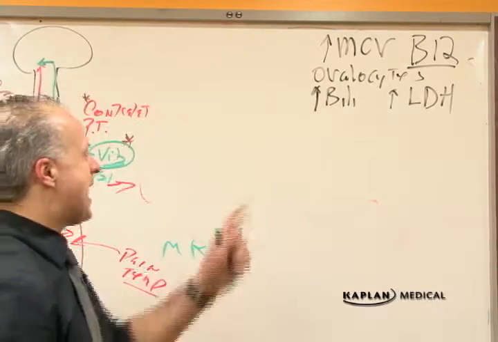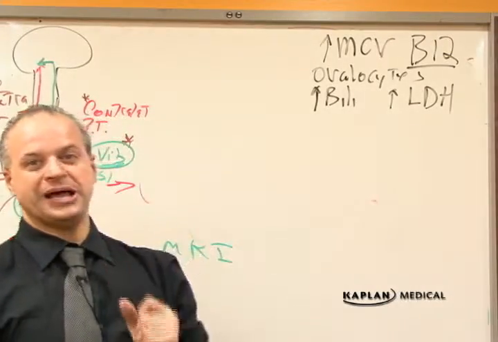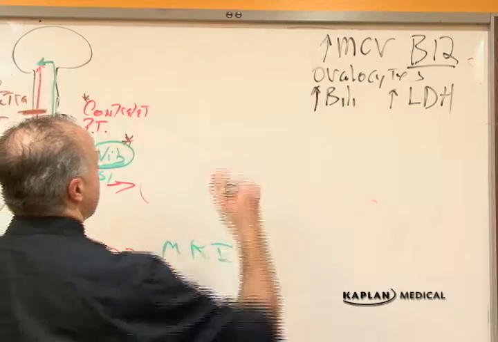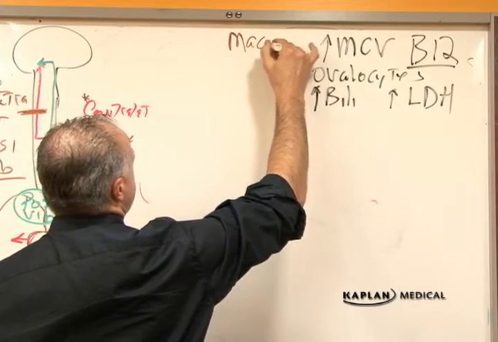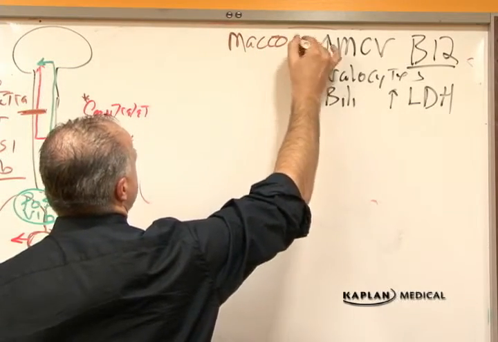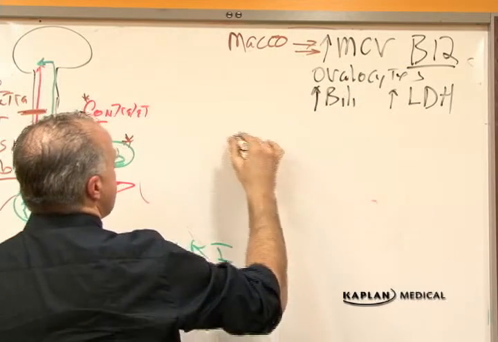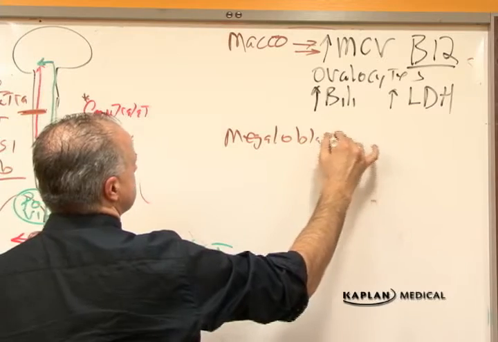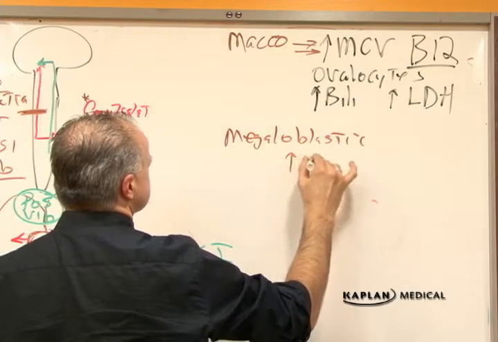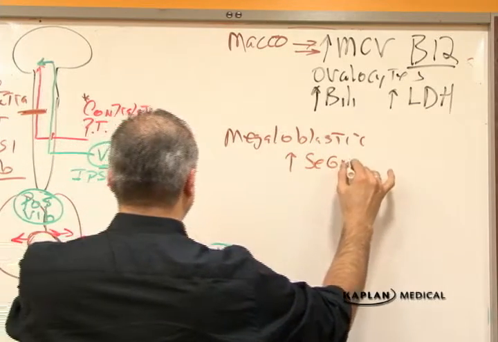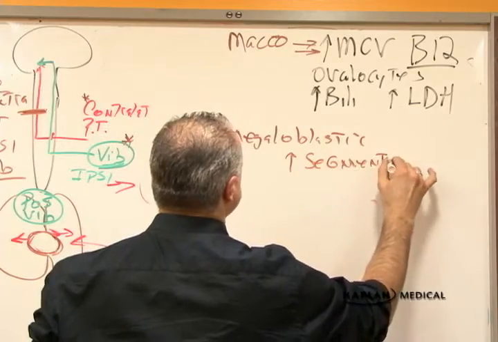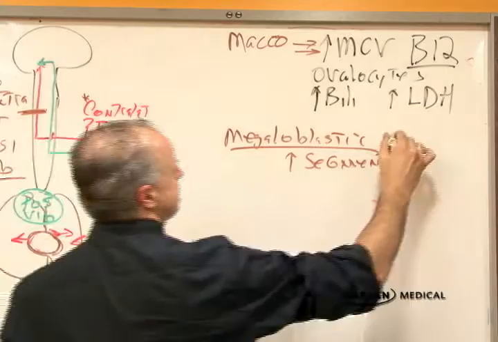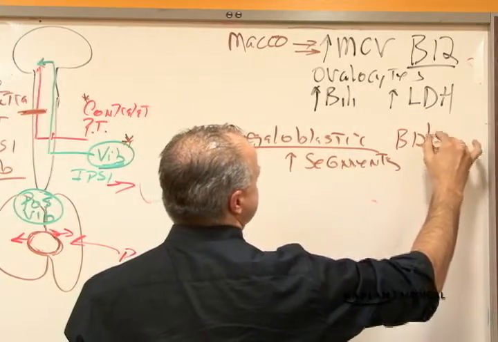By the way, what is the difference between macrocytic anemia and megaloblastic? Macrocytic just means a high MCV. And megaloblastic means hypersegmented. Megaloblastic means increased number of segments. Now, megaloblastic basically means B12 and folate.